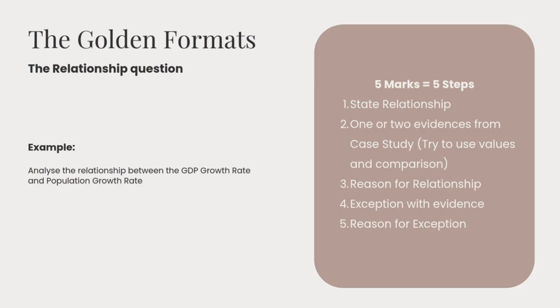And then try to find out what's the reason or possible reason for the relationship. Give 1 or 2 sentences, not more than that. And there's always an exception, so take that exception with evidence, comparative evidence, and then give a reason for that exception. That's enough. You're done with the question. It's very easy. You'll be able to do it.